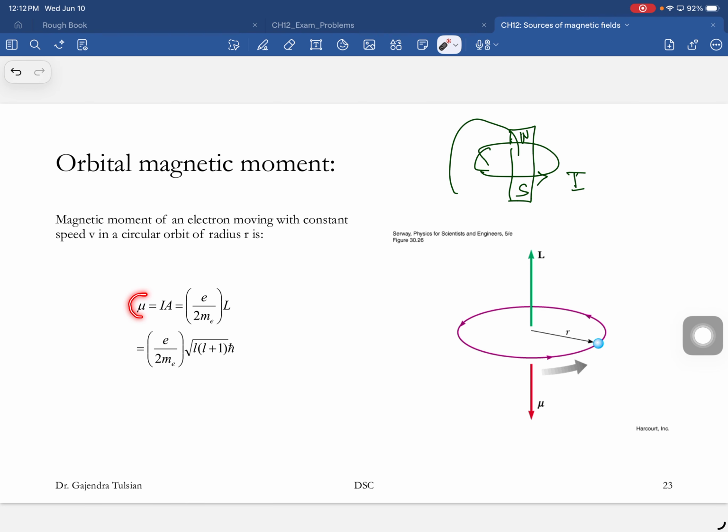The strength of the magnet is the current times the area, and it equals this. It's the charge of the electron divided by 2 times the mass of the electron times the angular momentum of the electron, the orbital angular momentum. Quantum mechanics tells you that the value of this angular momentum can only be that. L is the angular momentum quantum number.